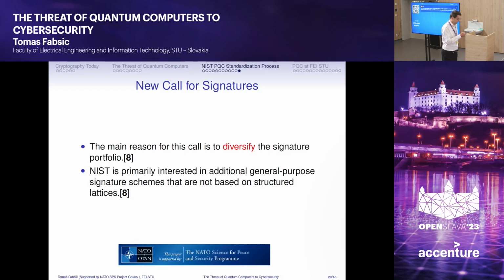And so as we stand now, NIST decided to standardize one algorithm for key encapsulation and 3 algorithms for digital signatures, and they have 3 other candidates for key encapsulation that were on the previous slides. But NIST would also like to standardize some additional digital signature algorithms, and that's why they didn't like any of the original 69 candidates for digital signatures to advance into round 4. So they decided to announce a new call for digital signatures, which started recently.